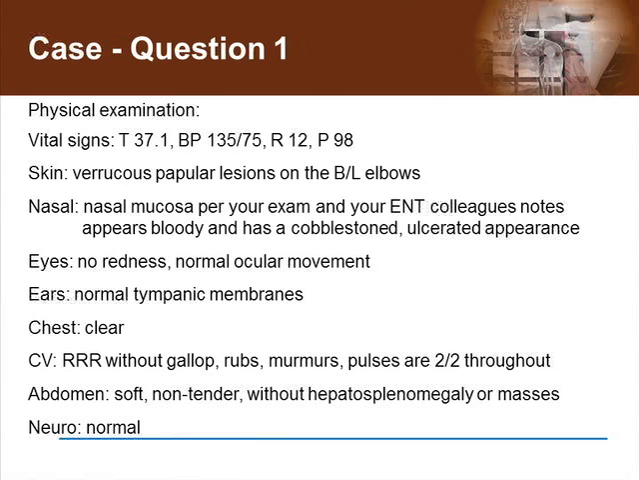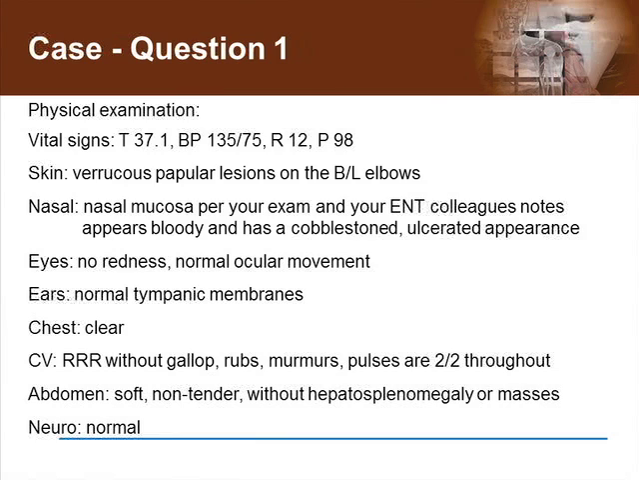Chest is clear. Cardiovascular exam is a regular rate and rhythm without gallops, rubs, murmurs, and pulses are 2/2 throughout. The abdomen is soft, non-tender, without hepatosplenomegaly or masses, and the neurological examination is normal. So which of the following investigations would you recommend be performed to evaluate for a possible diagnosis of granulomatosis with polyangiitis Wegener's? You should choose all of the applicable options.